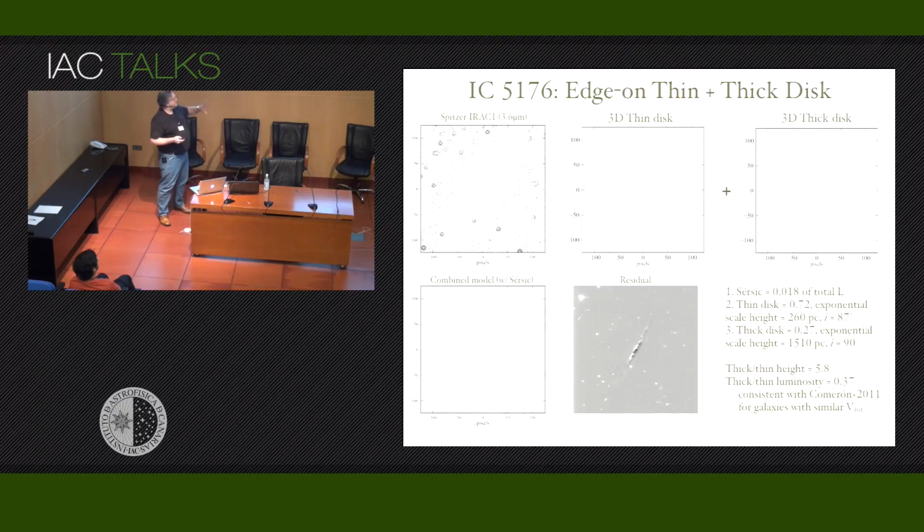Now, in fact, I left the generalized vertical component free. In both cases, they converged towards approximately an exponential profile. So you have a thick to thin disk scale height ratio of almost 6. You have a thick to thin luminosity ratio of about 0.37, which, if you look at the Comeron et al. 2011 study of edge-on galaxies, for a galaxy with the same rotation velocity as this one, is actually right in the middle of their distribution.